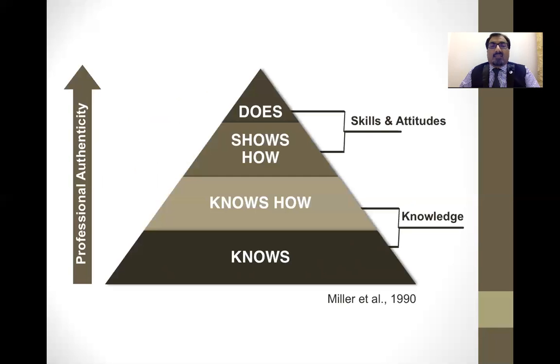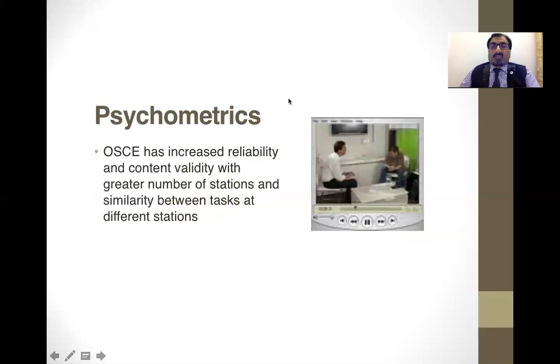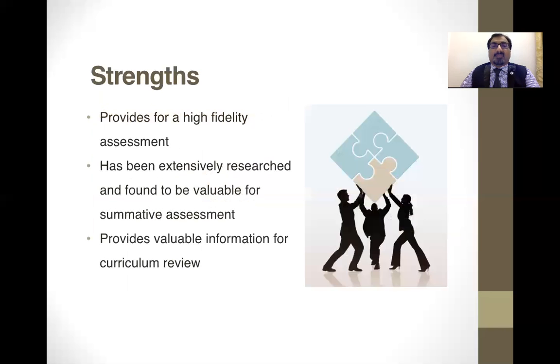Another issue is what are we testing? According to the Miller pyramid, the highest level of skill we can test is the "shows how" level, where the student is demonstrating certain skills, and that is where we are landing up. So we are testing a higher level of skills and attitudes of the students. There is also some psychometric analysis, and this has increased the reliability and content validity of these stations. So in all communication skills, OSCEs are supposed to be very good.